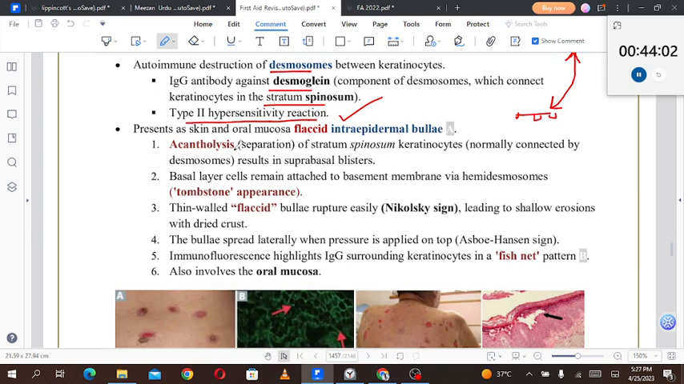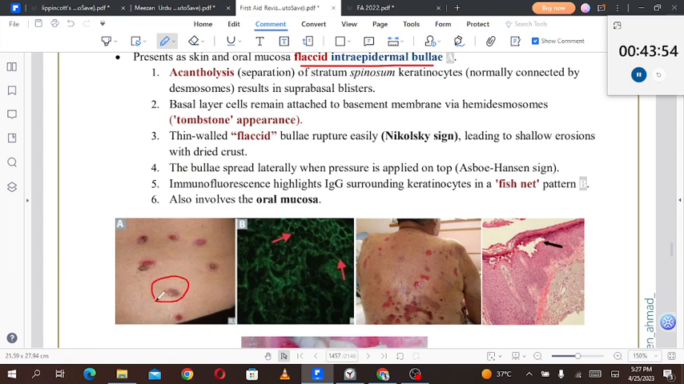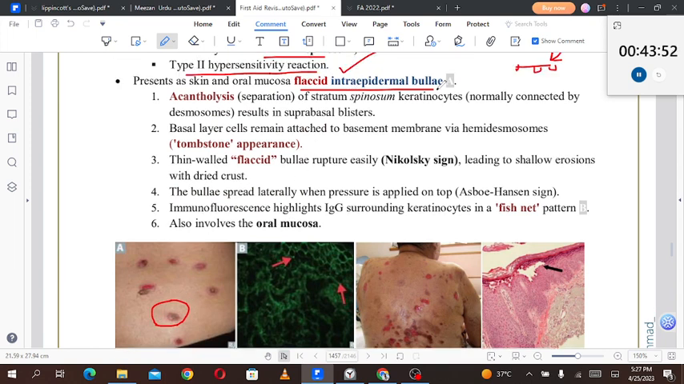Pemphigus vulgaris presents as skin and oral mucosa flaccid intraepidermal bullae. As you can see in this picture, these are flaccid intraepidermal bullae. Acantholysis, separation of the stratum spinosum keratinocytes normally connected by the desmosomes, results in suprabasal blisters. So acantholysis means separation of the stratum spinosum keratinocytes from the stratum basale, normally connected by desmosomes, resulting in suprabasal blisters, which means the stratum basale is intact and the blisters are formed above the stratum basale. That is why they are called suprabasal blisters.